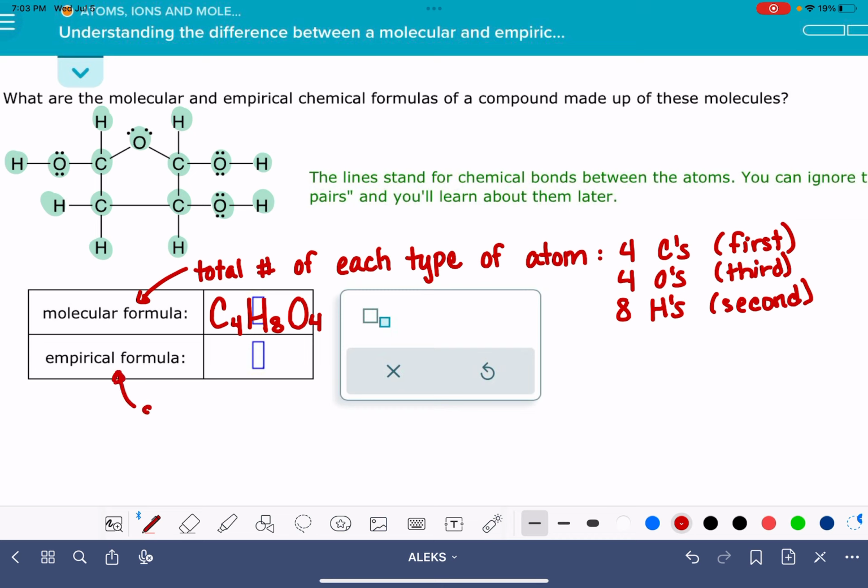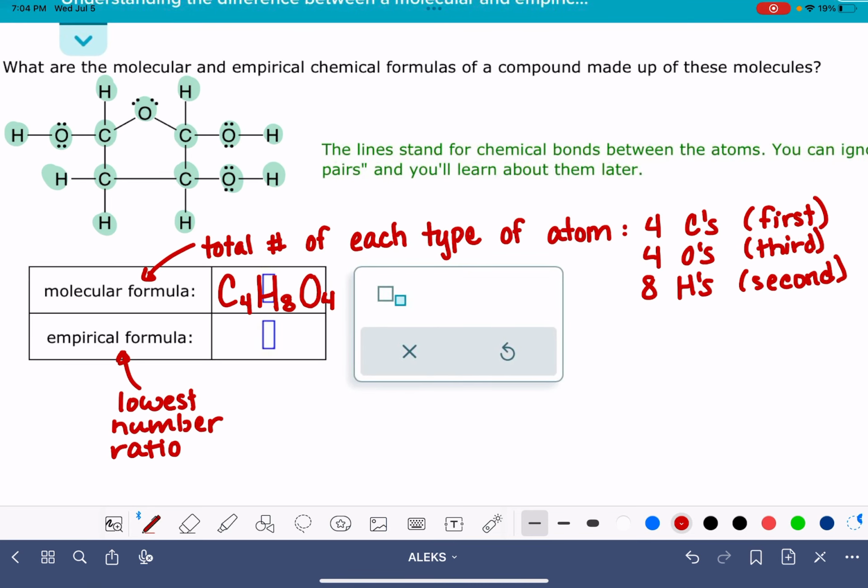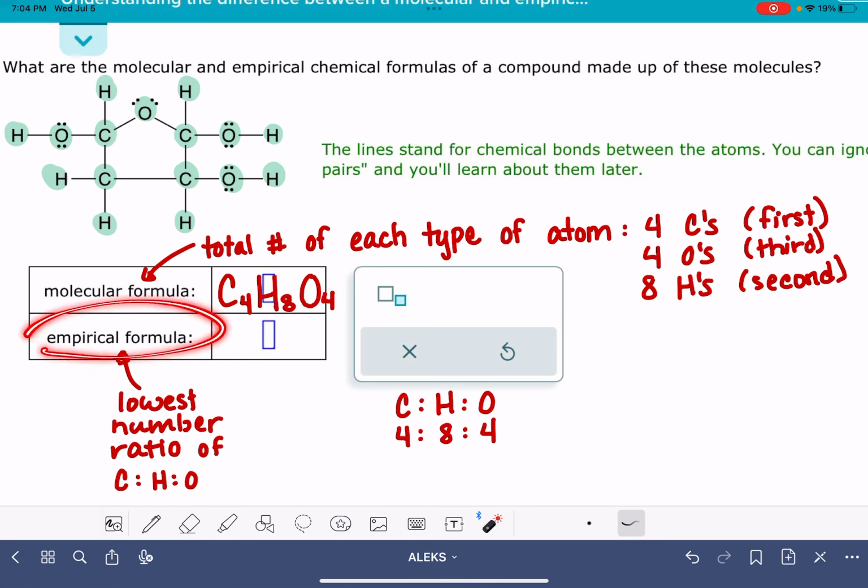The empirical formula is the lowest number ratio of all of the atoms in the molecule. So in this case, it's the lowest number ratio of carbon to hydrogen to oxygen. In the molecular formula, our ratio of carbon to hydrogen to oxygen is 4 to 8 to 4. When we're writing the empirical formula, we want to preserve this ratio, 4 to 8 to 4, but we want to reduce these numbers as much as possible.